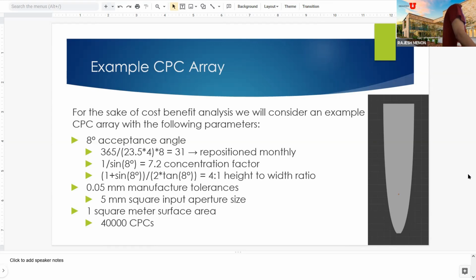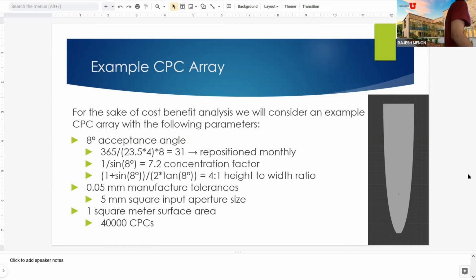And because the sun starts all the way in one direction, moves to the other, and then over again, it moves through about 90 degrees per year. So with an 8-degree acceptance angle, you would only have to reposition it to retract the sun about once a month, which is a very good cost benefit, as it were.